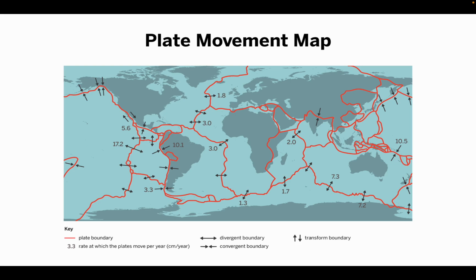But the one thing I want to point out is the numbers are different. And so the rate at which the plates are moving per year is different. If you look at the plate boundary between South America and Africa, you'll see that plate boundary is moving at a rate of about 3 centimeters per year. We've got some that are moving 1.2, 1.7, 1.8, and then some that are moving 10.1, 17.2. This one's really moving fast comparatively. But on average, plate boundaries move about 2 centimeters a year.